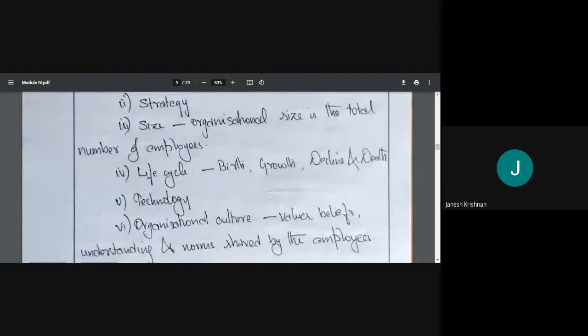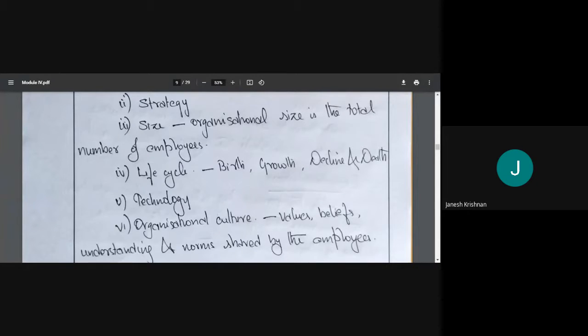Then life cycle. Like us, the company will also have birth, growth, decline, and death. You'll be born, you will grow, then you will age, and then finally we will all die. Similarly, a company will be formed, it will grow, then it might decline, and finally you might have to shut down the company. It's not that it will always be like this. Like we said earlier, we formed a company for ink pens.